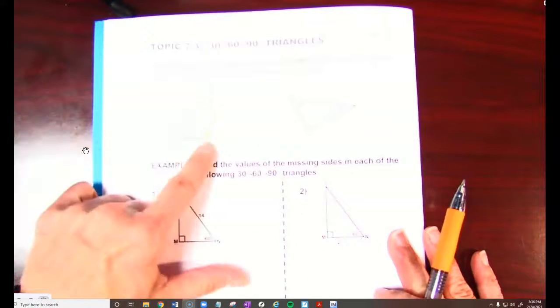And if you turn the page a little bit, these notes are all straightforward, but eventually these triangles are going to start rotating like it did here. So remember, your hypotenuse is always across.